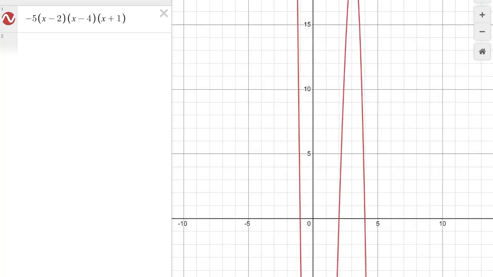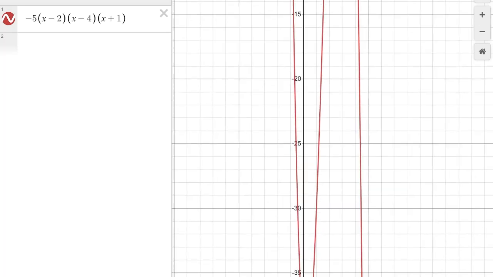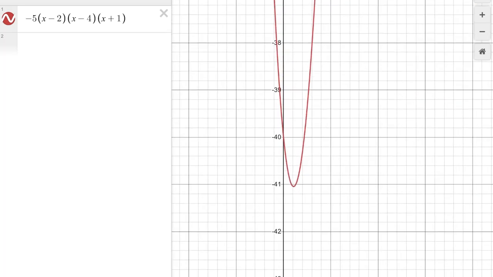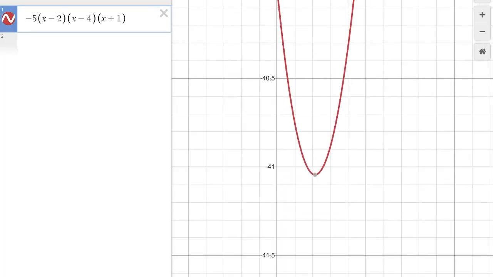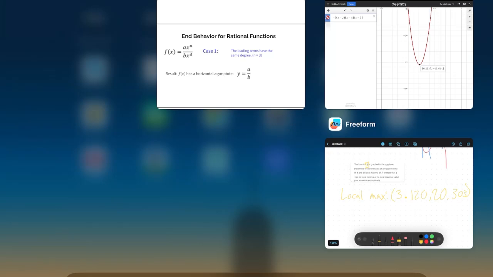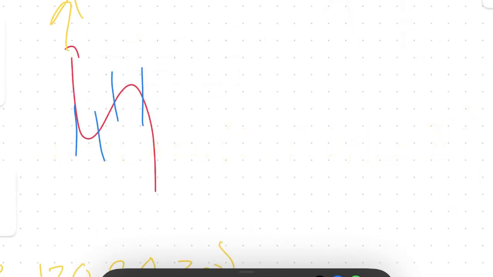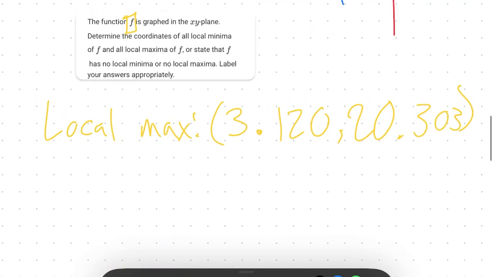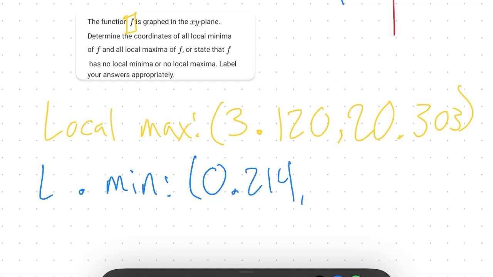Just zoom out on the local minimum. Boom, relatively, click on it, get that point. There it is, the local minima. Local min, again, 3 decimal places, 0.44. Boom.